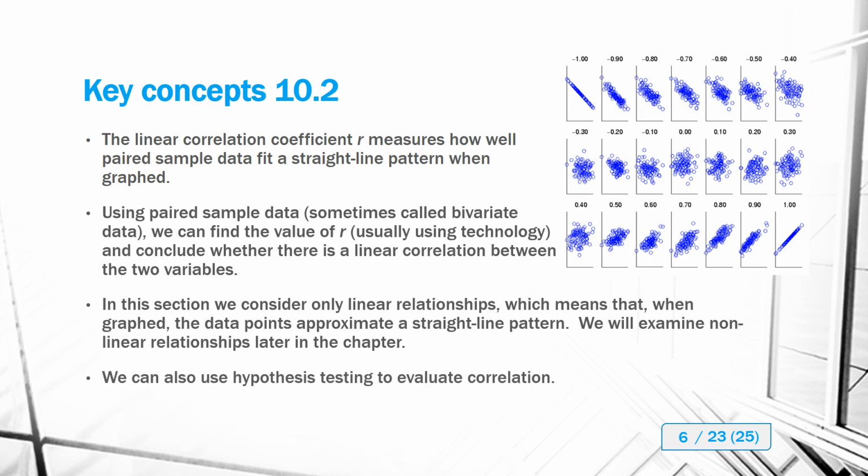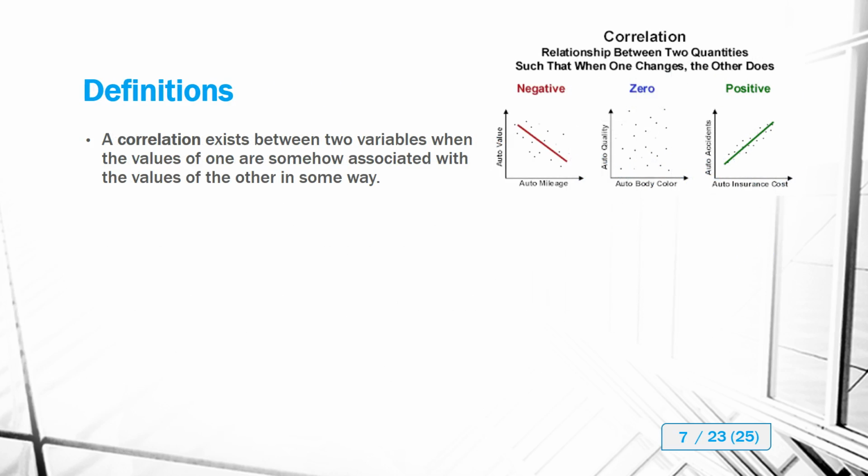And of course, we're also going to look at hypothesis testing. Can't get away from that. We can actually use hypothesis testing to evaluate correlation. To start off with, let's look at some definitions. So, as I mentioned previously, a correlation simply means that you've got two variables and they're somehow associated with each other. There's some relationship between them. Okay, so for example, looking in the graphic, we know that auto value and auto mileage are related. The more mileage you have on your car, the less it's typically worth.